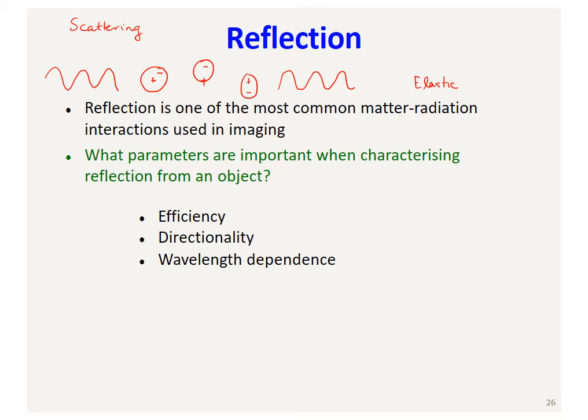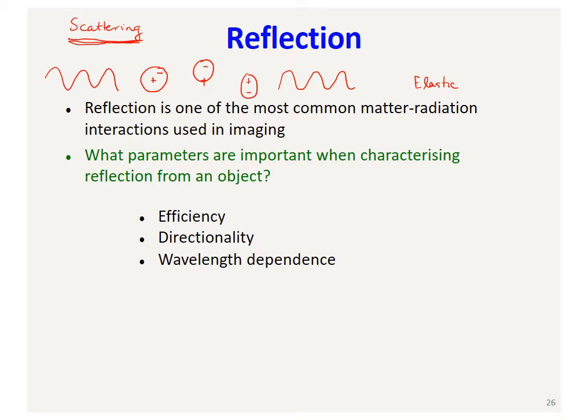Secondly, the photon will not necessarily travel in the same direction. It may travel in a different direction, and that's why we have this overarching term called scattering, which indicates that the light has changed direction. Reflection is actually a form of scattering, and it's one of the most common matter radiation interactions that we use in imaging.